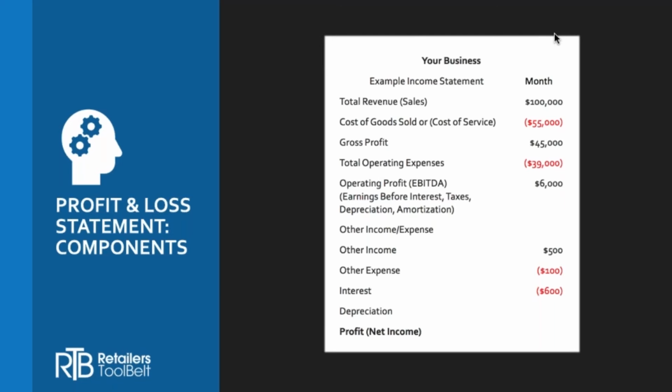Let's say you had a construction loan, and you had some interest on that loan. So $600 worth of interest you have to subtract out. And you also have depreciation, because Uncle Sam wants you to depreciate everything over a period of time.